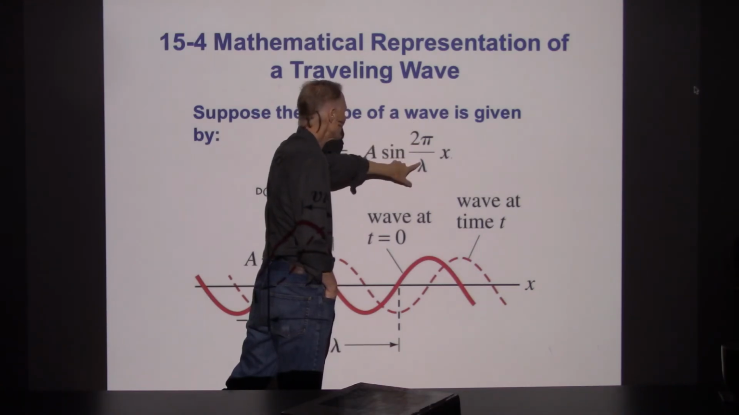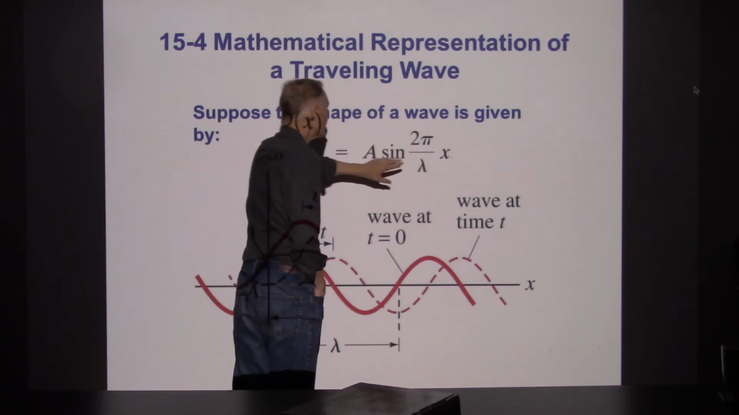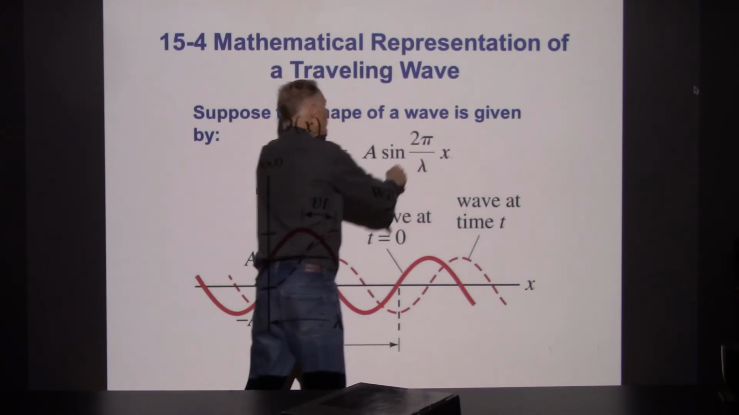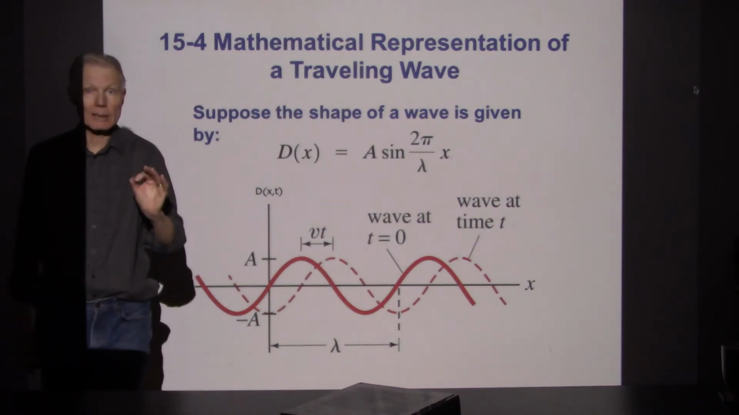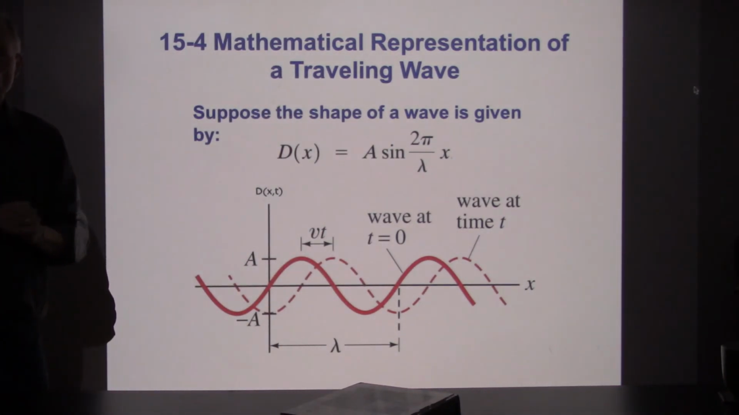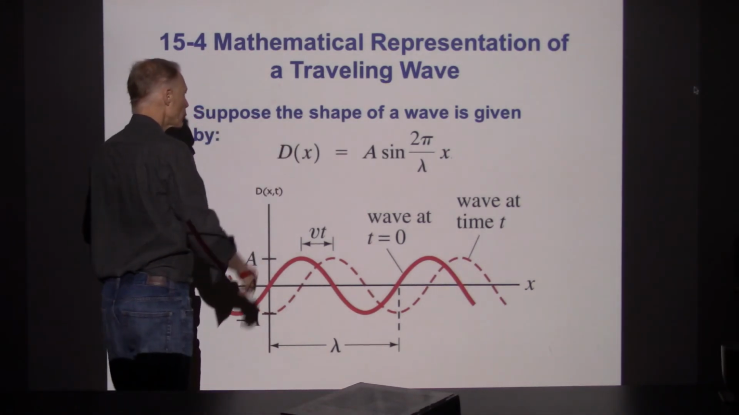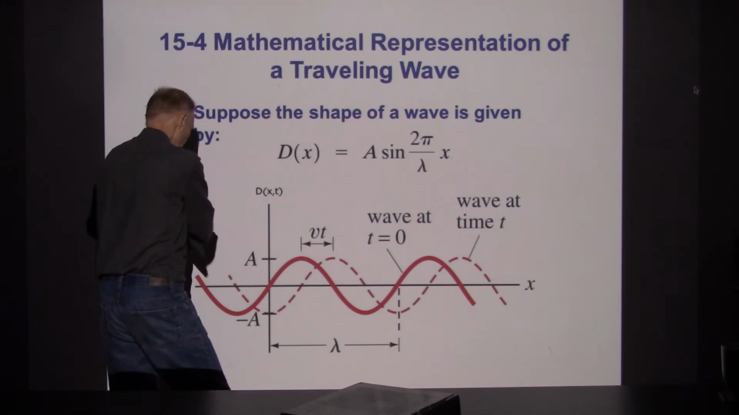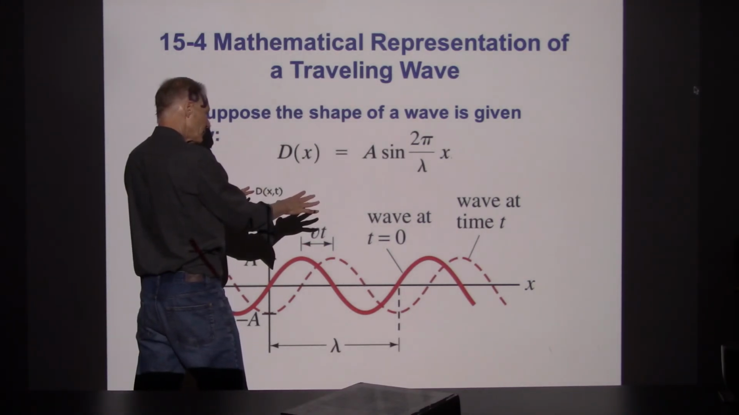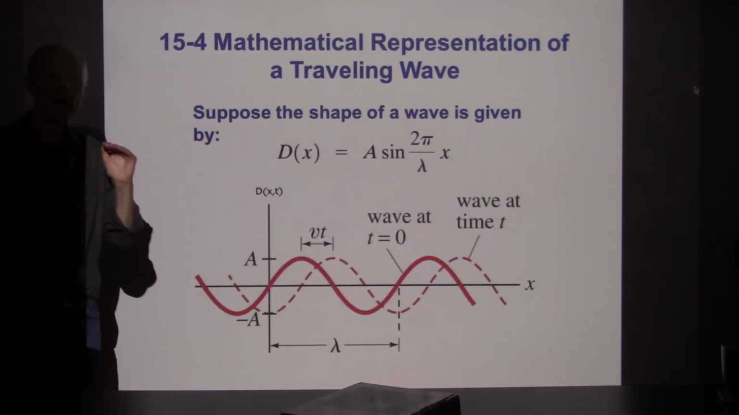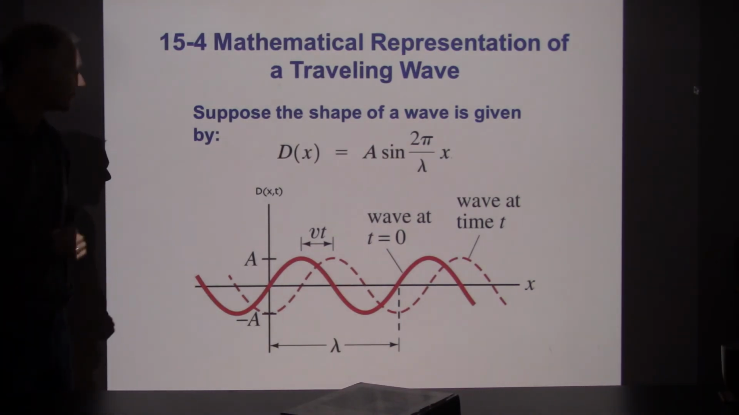This is actually 2 pi over the wavelength. The reason for that is when x equals a wavelength, this cancels out, and 2 pi radians represents 1 full cycle. So that formula, the sine of 2 pi over wavelength times x, will represent a snapshot of all the displacements that are occurring at a particular time. We're going to call it t equals 0.